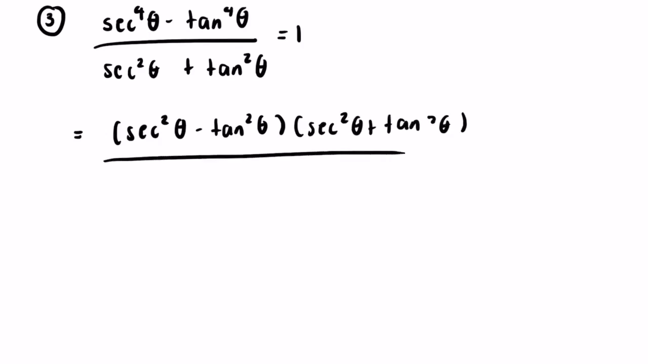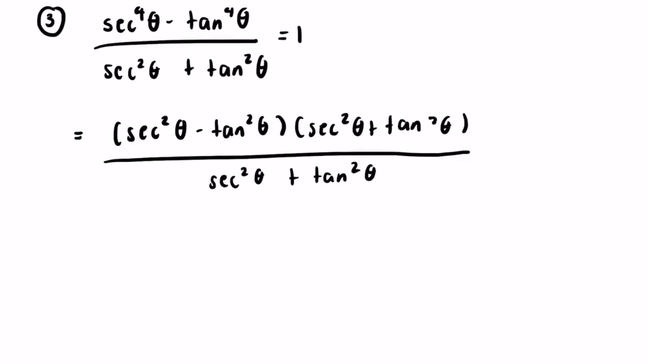The equation will now be secant squared theta minus tangent squared theta times secant squared theta plus tangent squared theta over secant squared theta plus tangent squared theta. The next step, cancellation will be used since in our equation, it is possible to use this. We'll cancel secant squared theta plus tangent squared theta from the dividend and secant squared theta plus tangent squared theta from the divisor. With that, we are left with secant squared theta minus tangent squared theta.